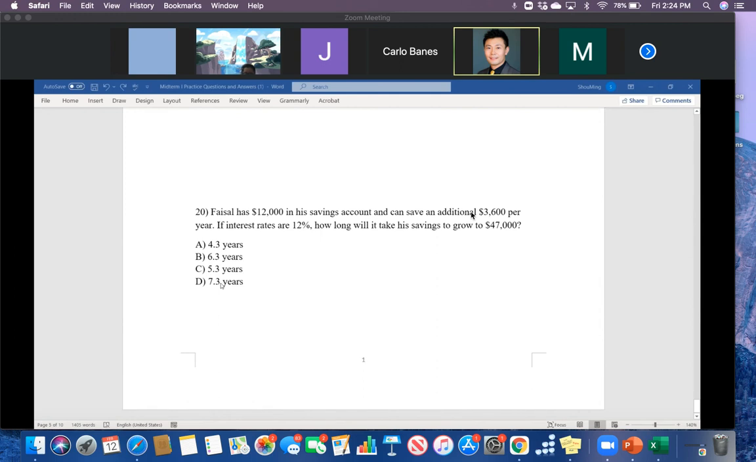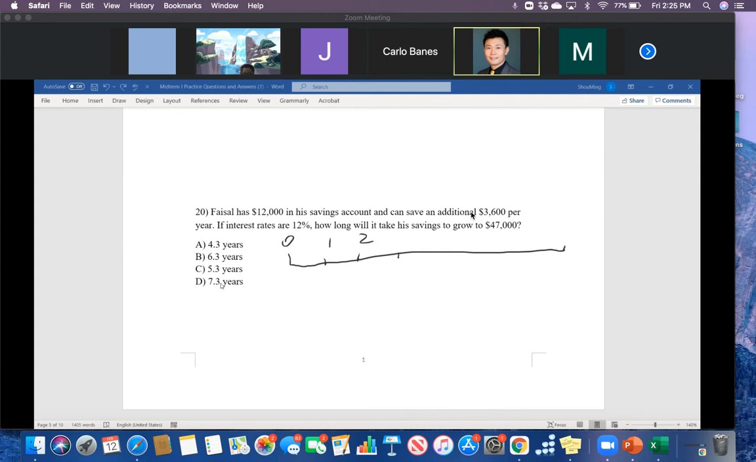Now you have 12,000 in your saving account and can save an additional 3,600 per year. If the interest rate is equal to 12%, how long does it take for your saving to grow to 47,000? You can visualize it.